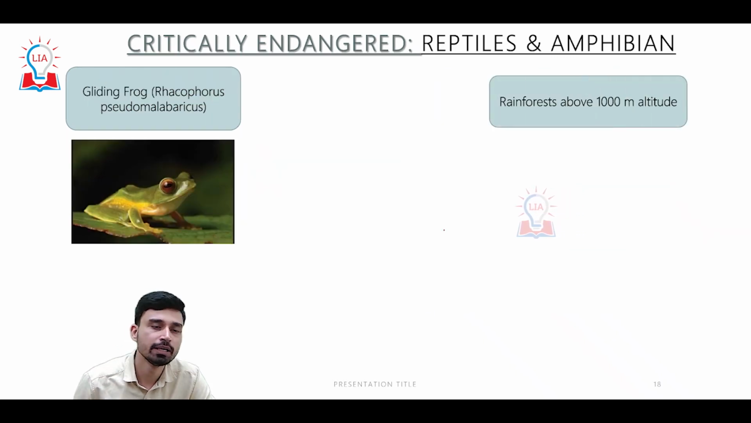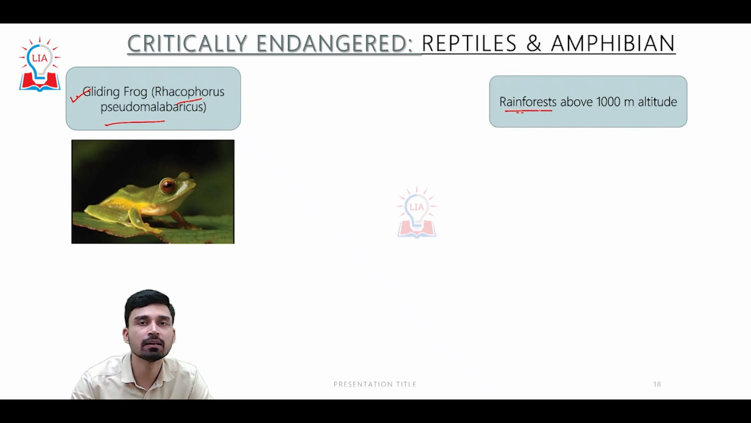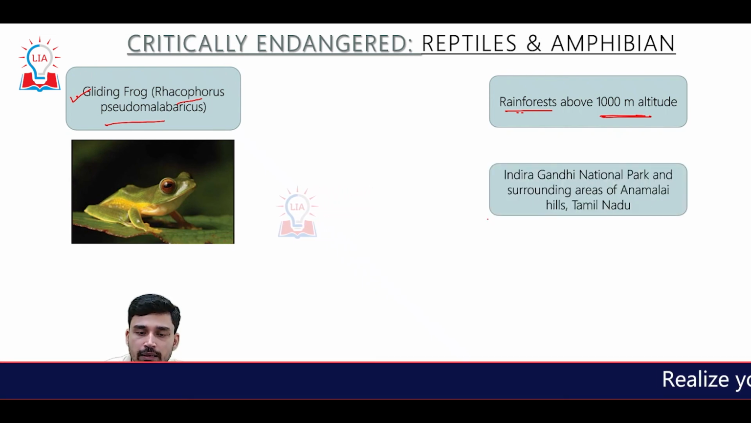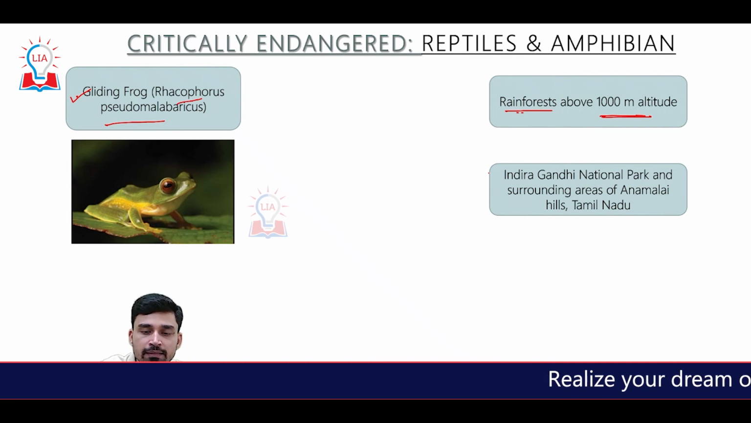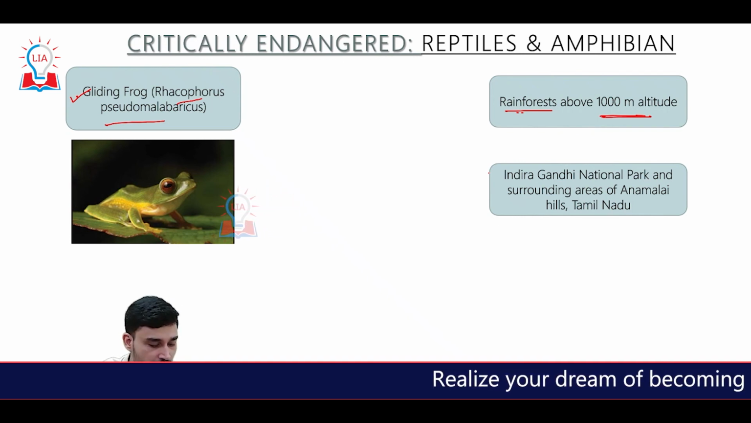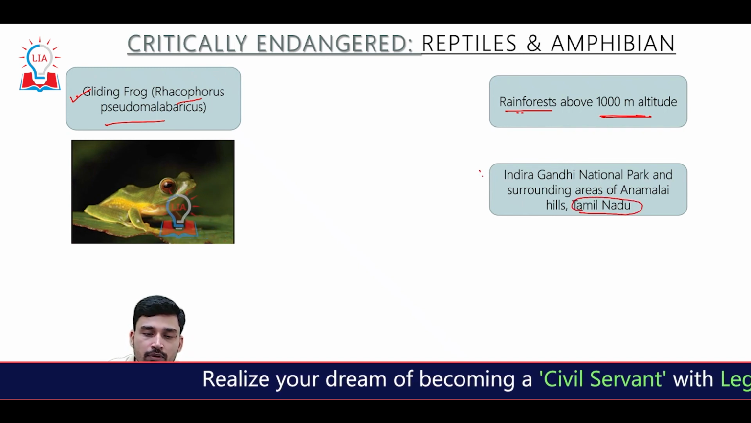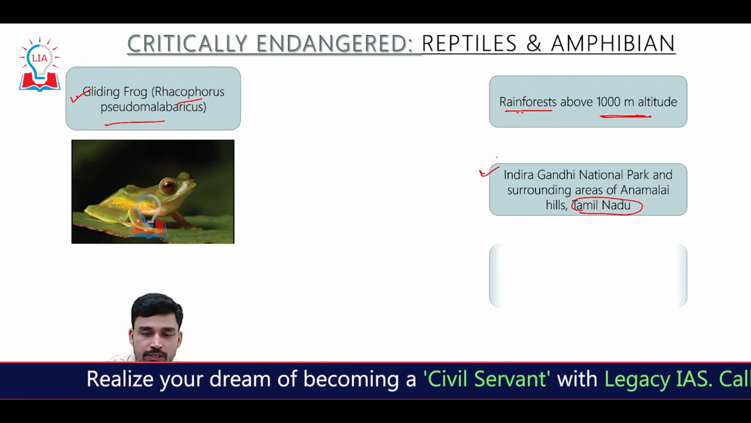The next critically endangered amphibian we have is the gliding frog, also called Rhacophorus pseudomalabaricus, and it actually lives in the rainforest areas in hilly zones, above 1000 meters altitude. In India, it is found in the Indira Gandhi National Park and surrounding areas of the Annamalai Hills in the state of Tamil Nadu.